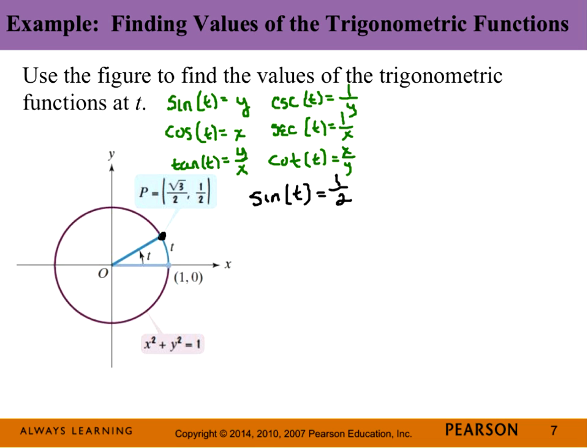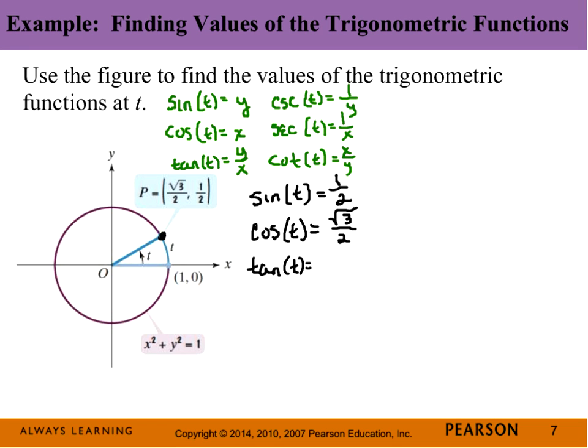So that's 1/2 divided by 1. So it just ends up being, or it looks like it ends up being the coordinate itself, but it's not the coordinate itself, it's that length. The cosine of t is x, square root of 3 over 2. Easy enough. The tangent, this is where it gets a little more complex.